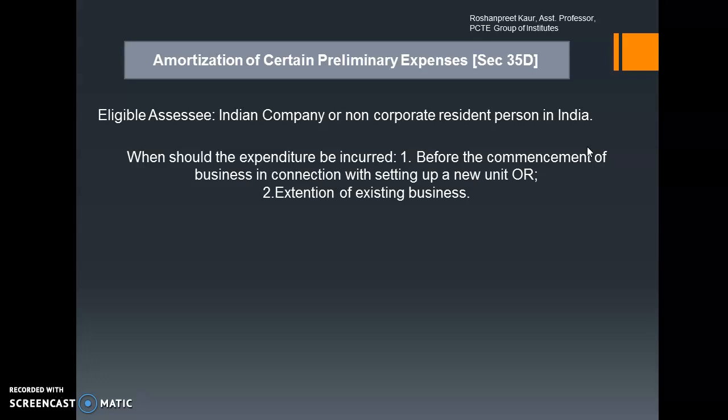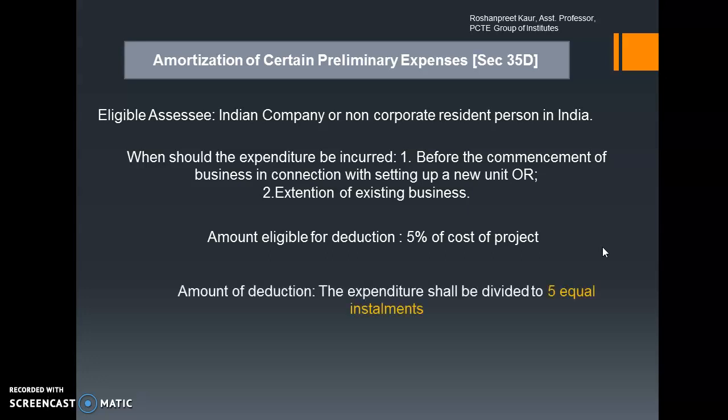Now, when should these expenditures have been incurred? These expenditures should have been incurred before the commencement of the business with regard to setting up of a new unit. Okay. Another is if you are doing an extension of a certain existing business, then again this benefit of amortization of preliminary expense can be taken. So the eligible amount is 5% of cost of project. Whatever your cost of project is, its 5% amount is allowed as deduction. Now the way of claiming the deduction is that this amount will be claimed in 5 equal installments. Okay. So in 5 equal years, this deduction can be taken.